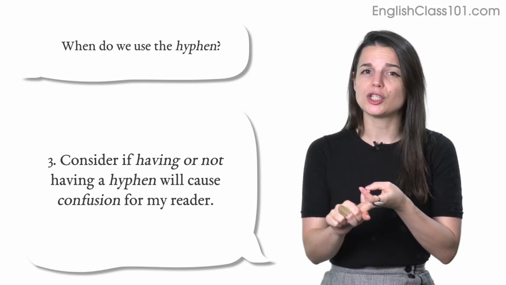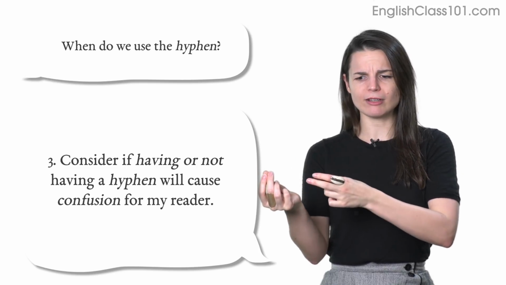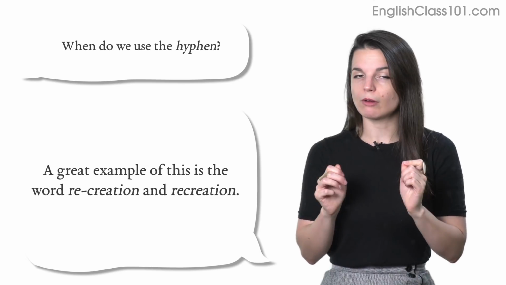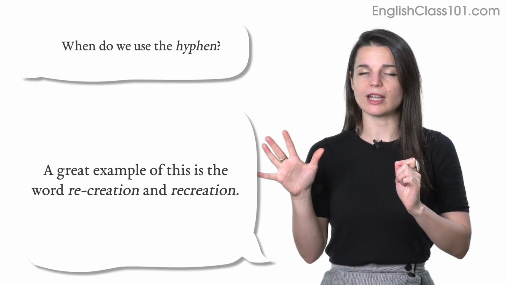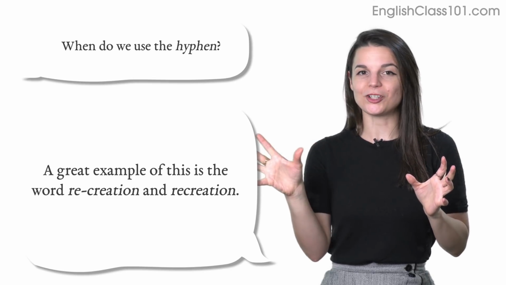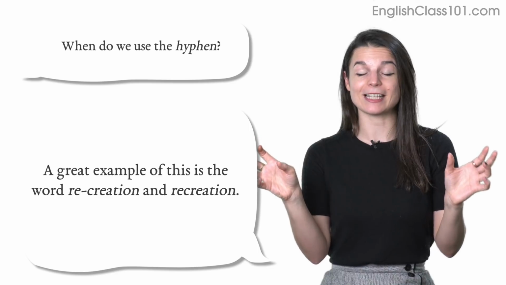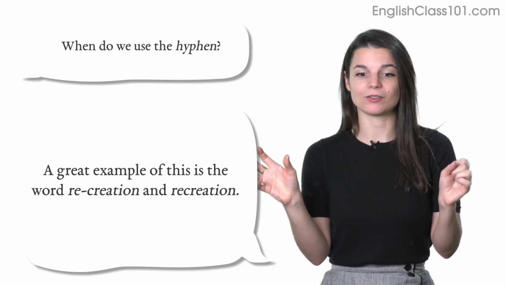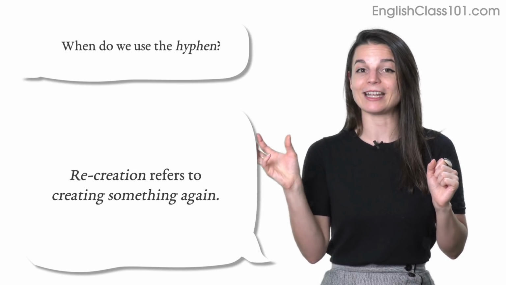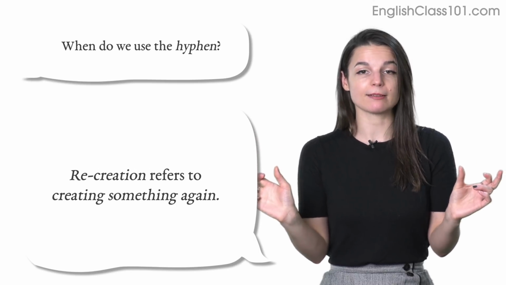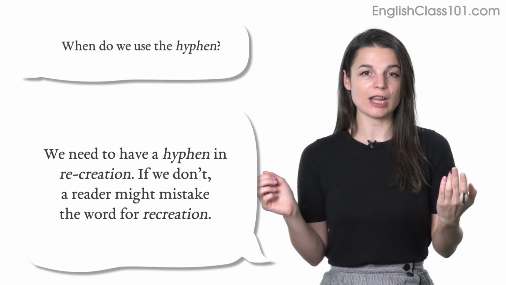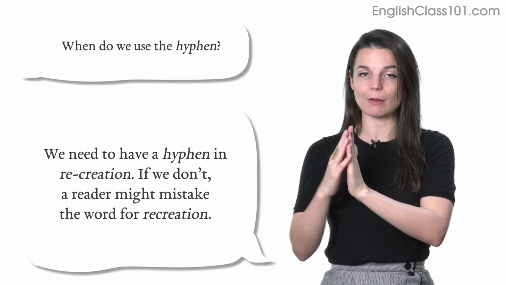The third thing that you can do is to consider, would having a hyphen or would not having a hyphen cause confusion for my reader? So a great example of this is the word re-creation and the word recreation. So the problem here is that recreation and re-creation have the exact same spelling, but they have very different meanings. So recreation means to do something for fun, and re-creation refers to creating something again. Very different meanings. They have the same spelling. So we need to have a hyphen in re-creation to separate the re from creation.